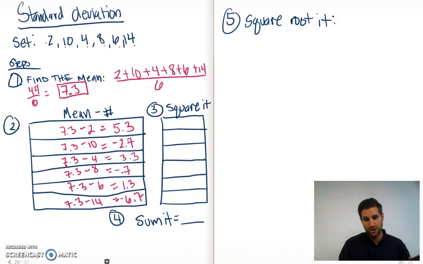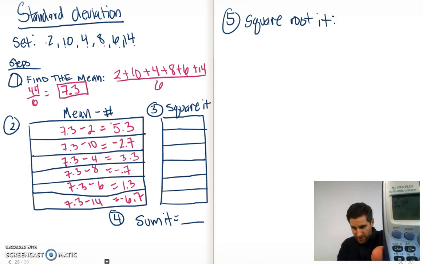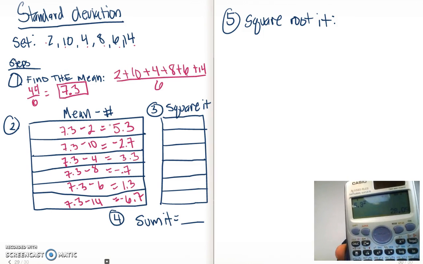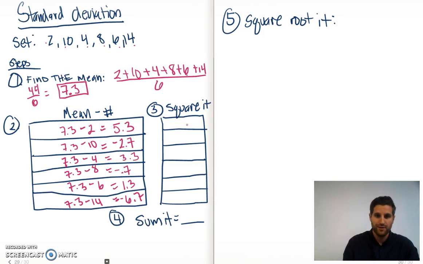This is where I really need the calculator. So I'm going to do 5.3 and then square it. If you don't know what I'm doing in my calculator, I'm doing this right here: 5.3 squared, and I get 28.09. I'm going to round to the nearest tenth, so 28.1. 2.7 squared, I don't even need to put the negative, is going to be 7.3. Then 3.3 squared is going to be 10.9.